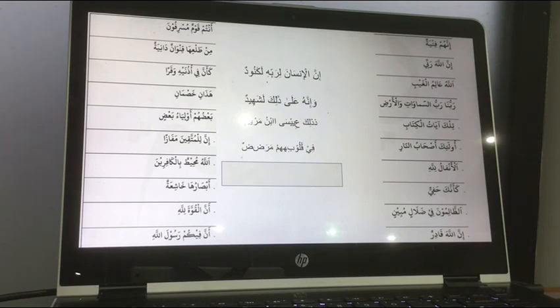So fi qulubihim maradun means certainly in their heart a disease. Okay, certainly in their heart is. Why do we put an is after in their heart? Because qulubihim has no connection with maradun. So after qulubihim, that's why we say in their heart is a disease. Okay. Last one for tonight.